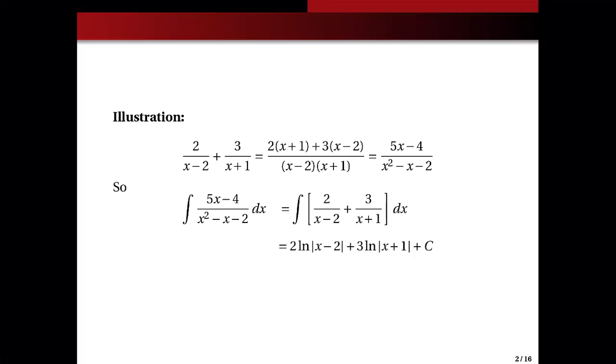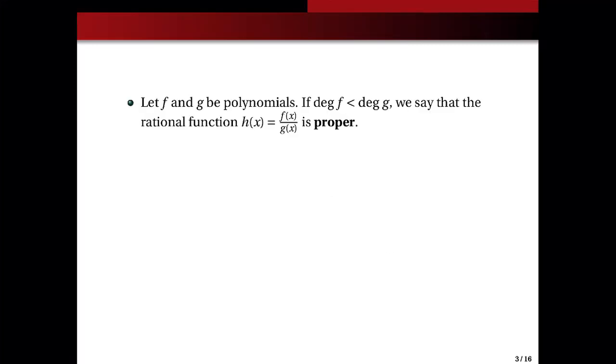Similarly for this. In here, the degree in the numerator is 1, and the degree in the denominator is 2. So still, the degree in the numerator is less than the degree of the denominator. So we call them proper rational functions. Of course, if the degree of the numerator is greater than or equal to the degree of the denominator, we say that the rational function is improper.